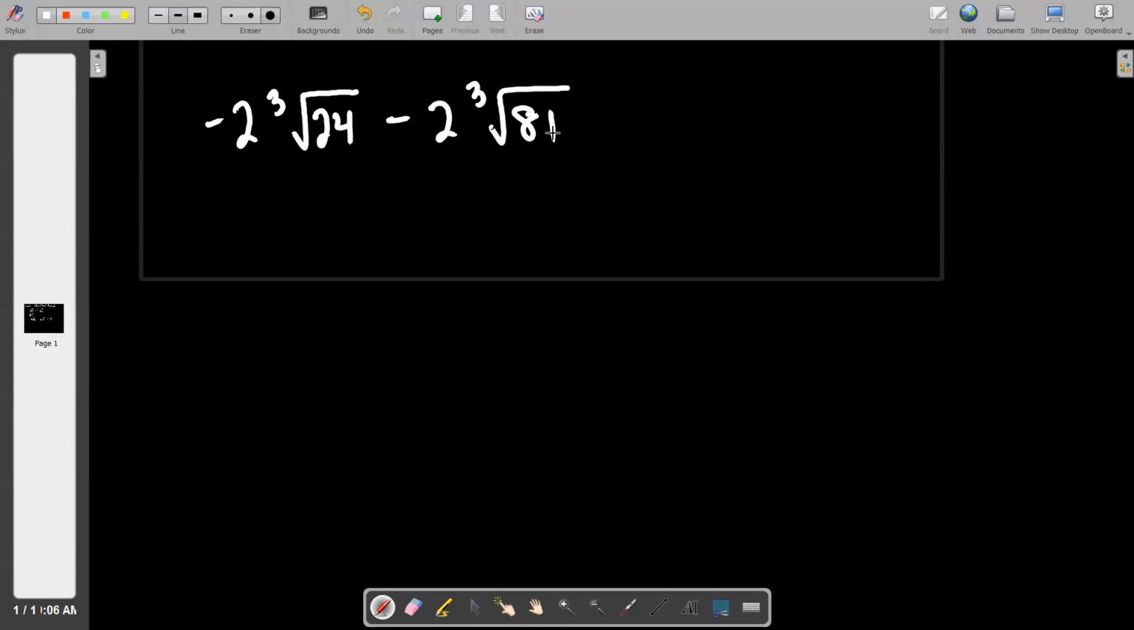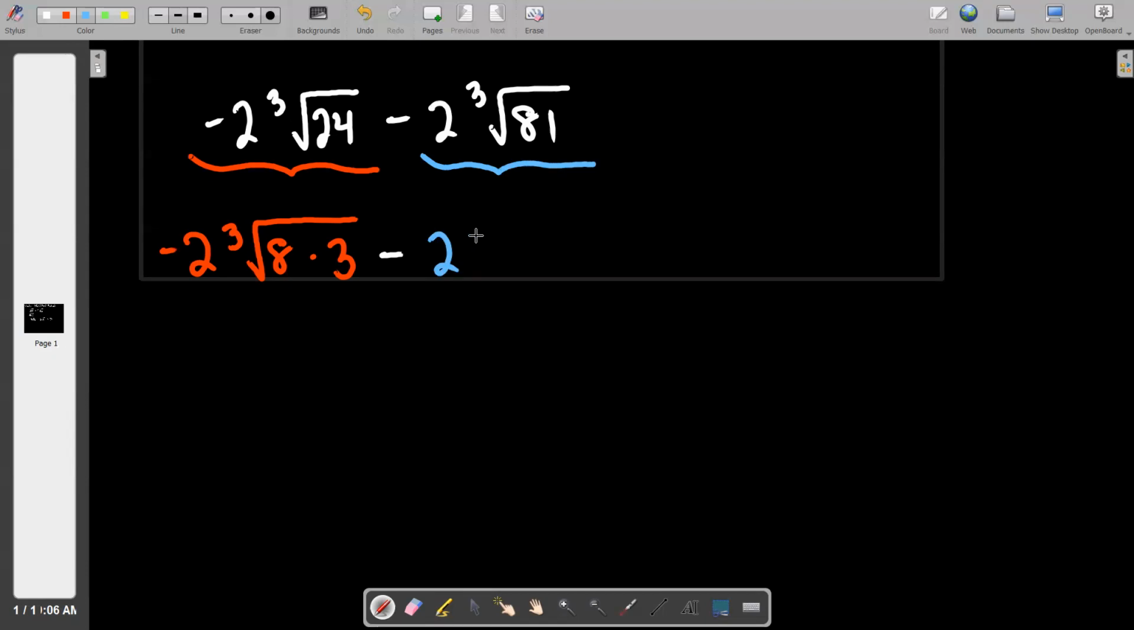Right, if it were a square root, I'd love 4 and 6, but 4 is trash in the world of cube roots. So I'm going to rewrite this. I'll do some color coding here. This left one, I'm going to rewrite as -2 times the cube root of 8 times 3. And then I'll copy down my minus sign. And then this blue side, I'm going to rewrite as 2 times the cube root of what? What makes 81 that I actually care about?